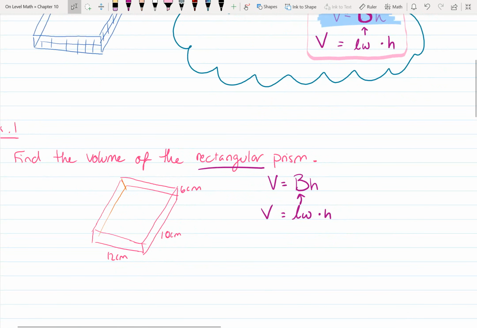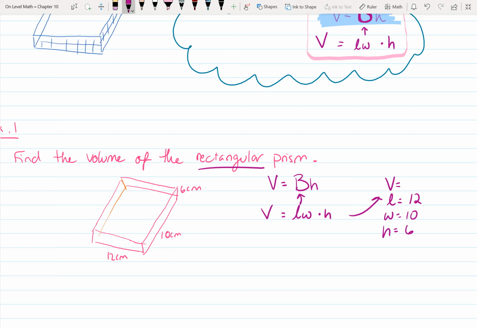Now, the second thing we do every single time is label all parts of the breakdown formula. So, we've got V, we've got L, W, H. All right, now we don't know the volume because it says find the volume, so I'm going to leave that blank. Length, let's do 12. Width, 10. Height, 6. In this case, if you mixed one of those up, the 12 and the 10, that's perfectly fine. We'll get the same answer.